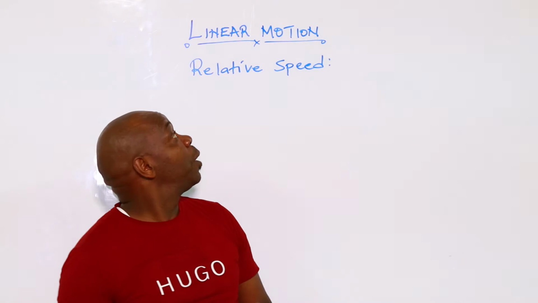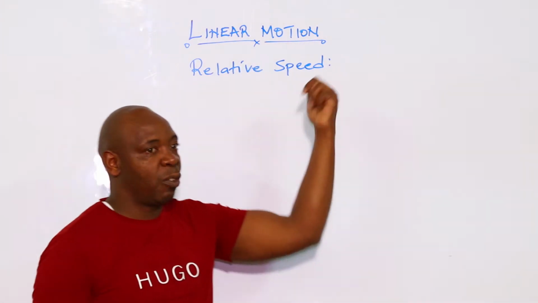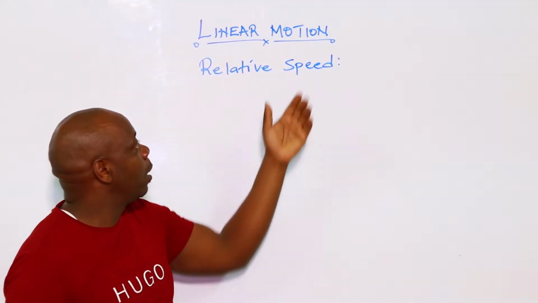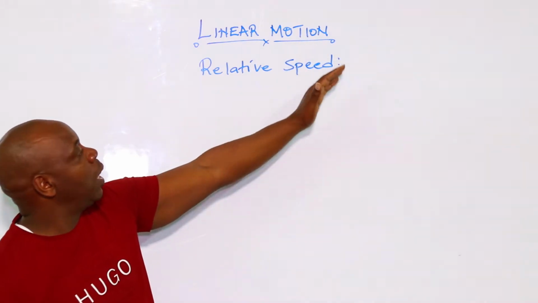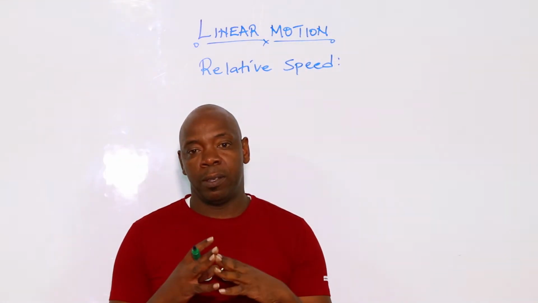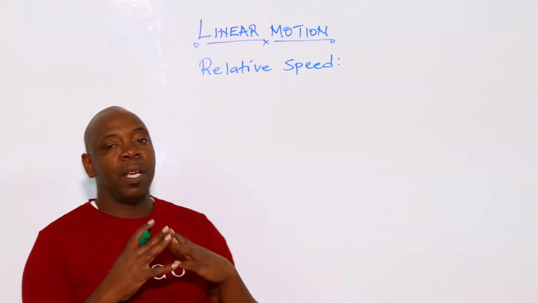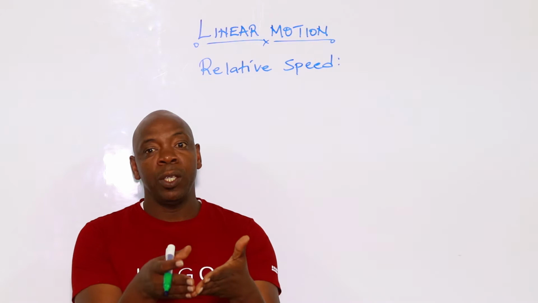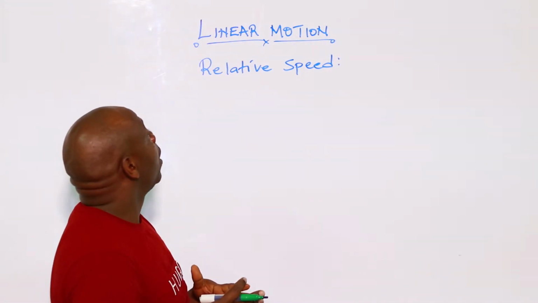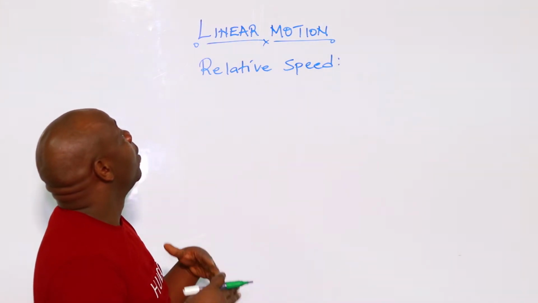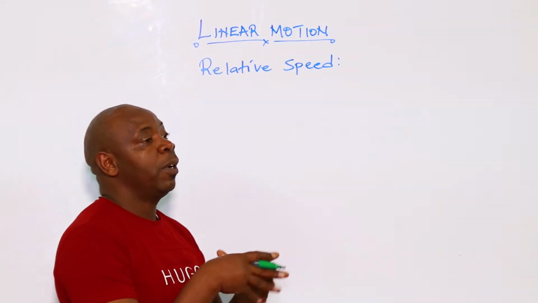Hi, our topic today is motion and more specifically relative speed. What is relative speed? Relative speed is the relationship between the speed of two moving objects. When you have two moving objects, they can either be moving in the same direction or in the opposite direction. Therefore, today we see the relative speed of two vehicles moving in the same direction.